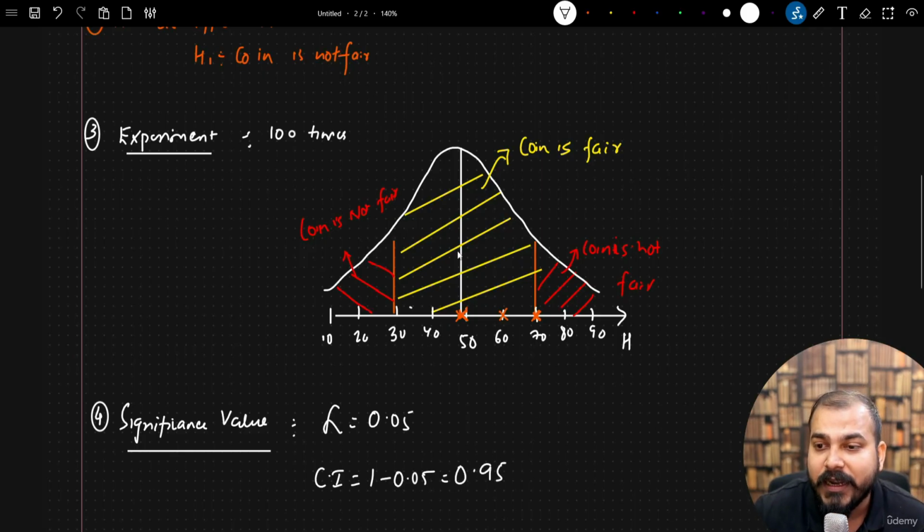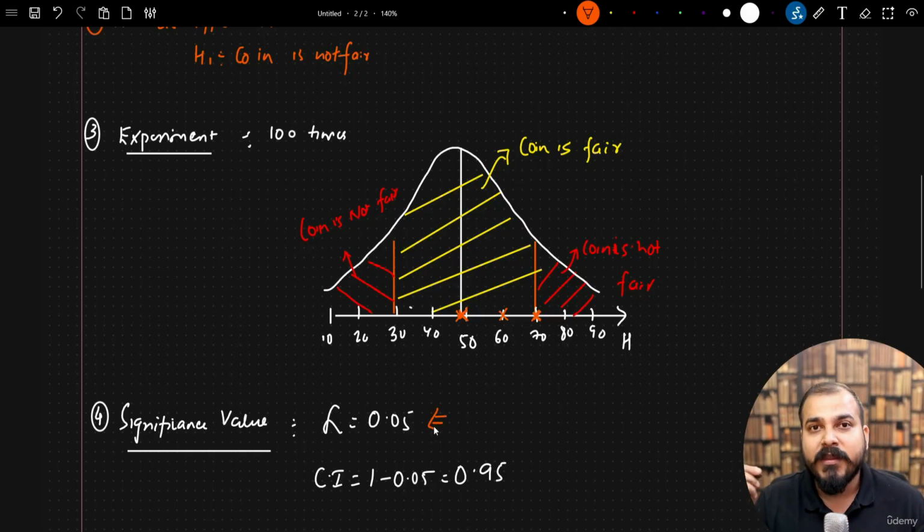So this area that you are seeing, right? If I'm saying for this particular problem, my significance value is 0.05. Now you may be thinking, Krish, who will set this significance value? And how is it related to p-value? I'll explain all of that.